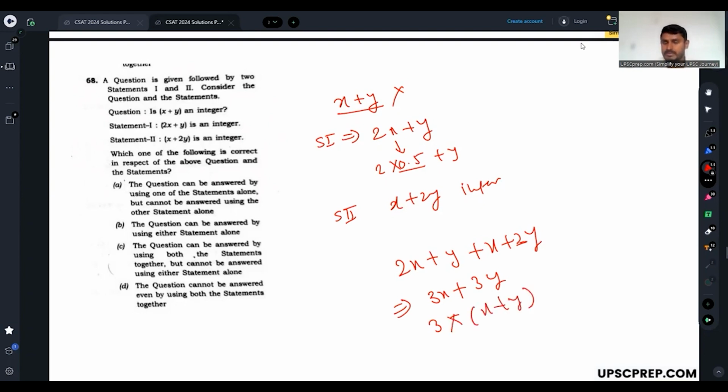So what can be the value of x plus y? x plus y can be equal to 1 by 3, right? Then still it will become an integer. But x plus y should be an integer, right? We should be able to answer whether x plus y is an integer. So in no possible case are we able to answer this question. x plus y may be an integer, x plus y may not be an integer, even by combining two statements together. So option D will be the correct answer in this case.